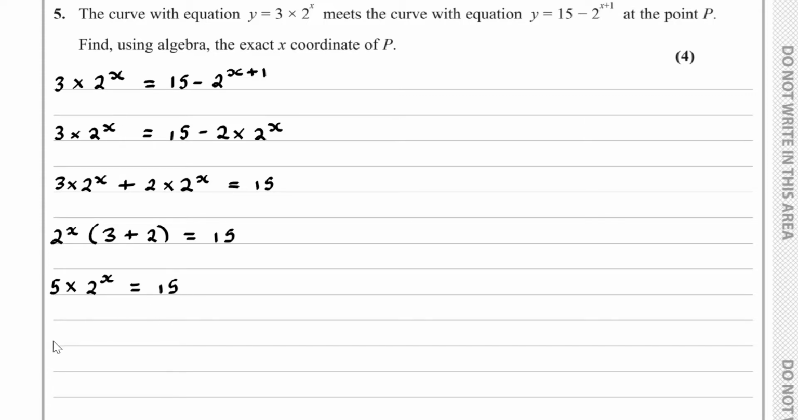Dividing both sides by 5, 2 to the power of x is equal to 3. And we want to find the exact x coordinate of P. So solving for x, x is equal to log base 2 of 3, since 2 to the power of x is equal to 3.